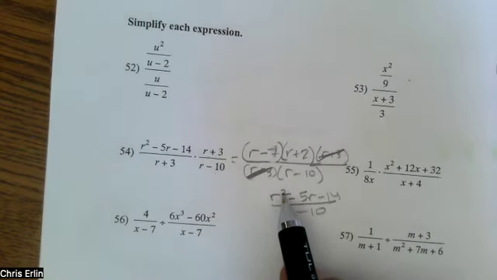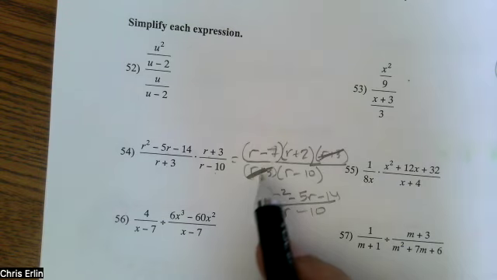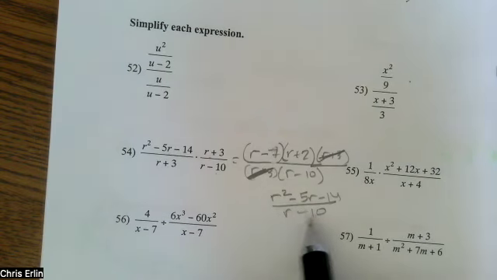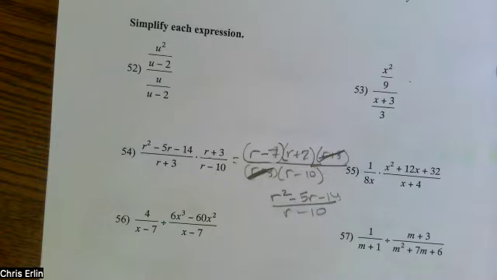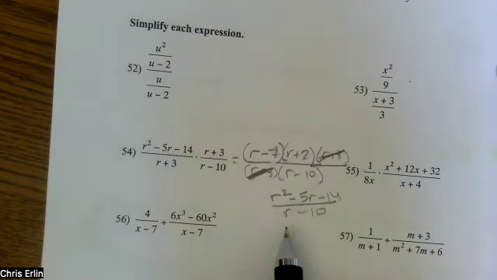Can I cancel this r squared with this r down here? I cannot, because canceling means dividing. It has to be a factored out piece to cancel out. It can't just be added or subtracted. So when you multiply fractions, you go top times top, bottom times bottom, and simplify.